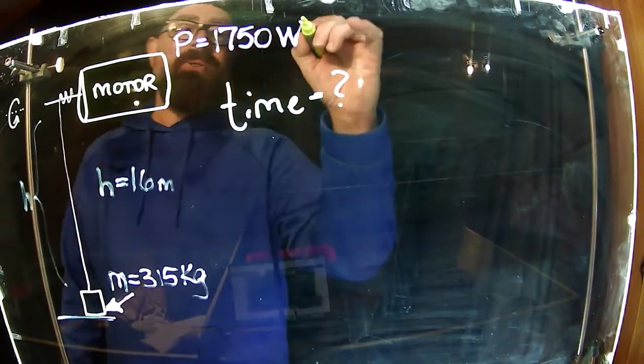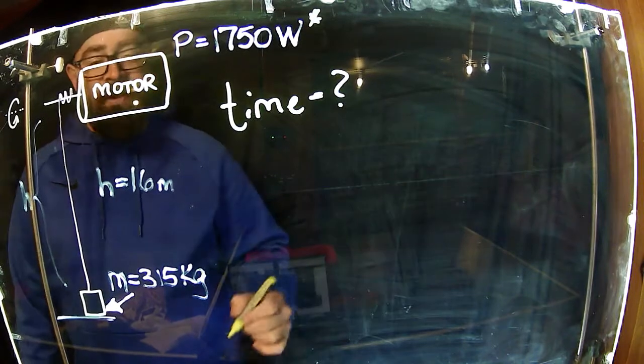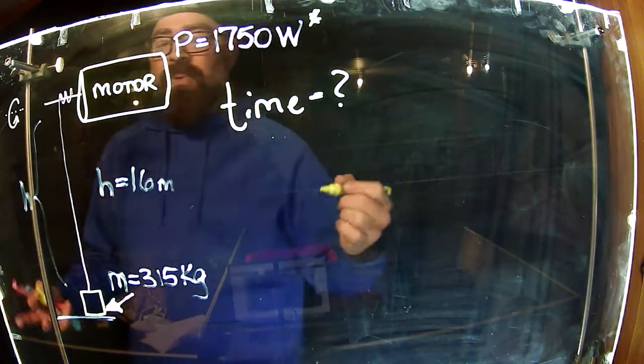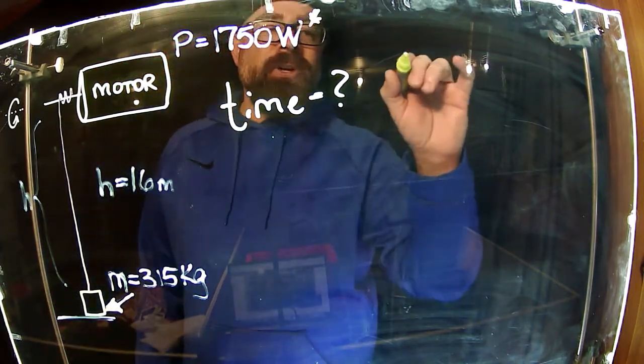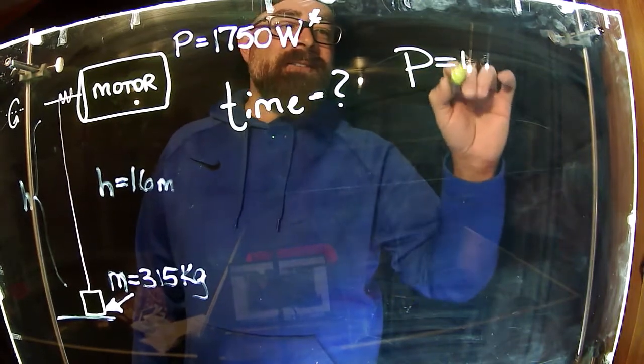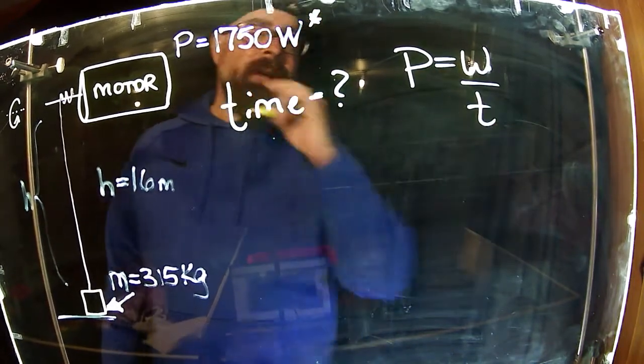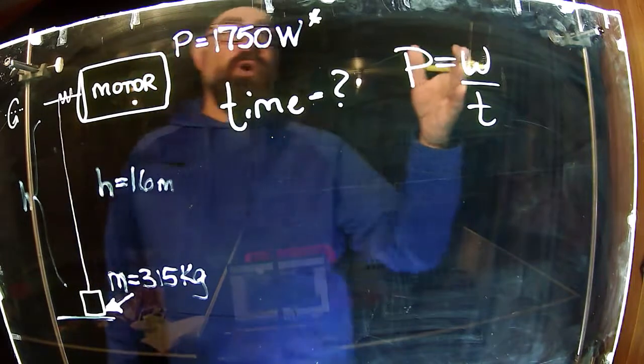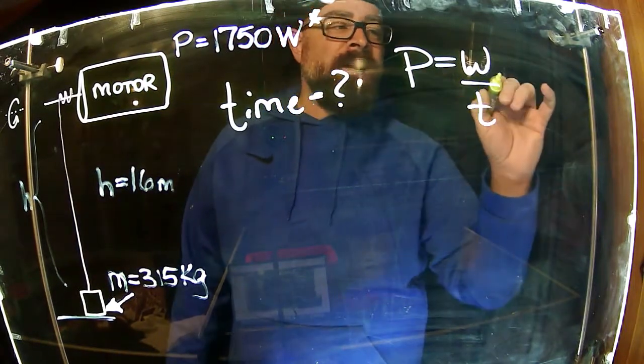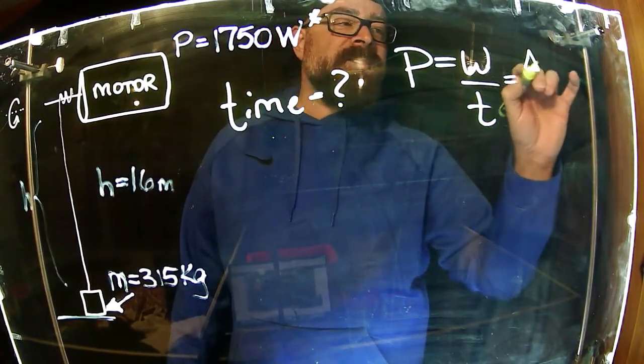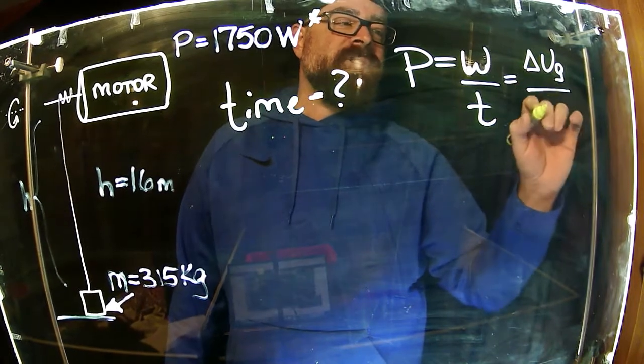For starters, as soon as you see this idea of power, you should be thinking, all right, power is a rate. It's the rate at which work is done or which energy changes. So I can write it as this. This is by definition, right? Algebraically, work divided by time. It's a rate. I could also think about it as the change in gravitational potential energy in this problem.